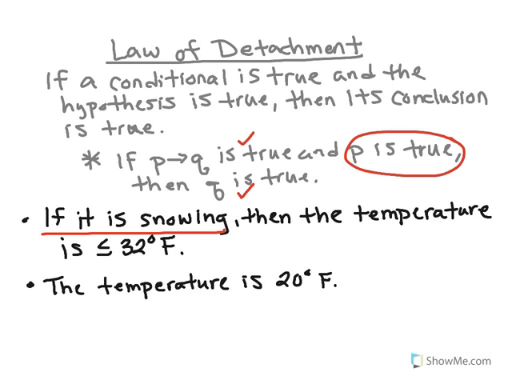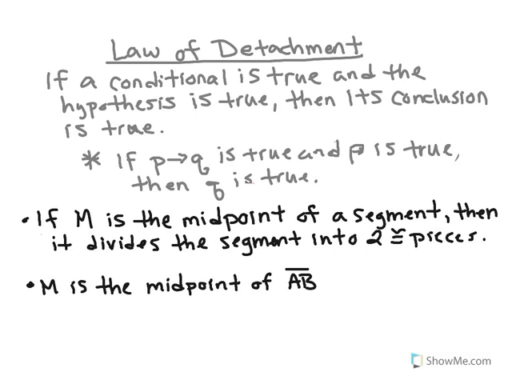Let's take a look at another example. All right, so here's our second example. If M is the midpoint of a segment, then it divides the segment into two congruent pieces. The statement after that I want to try to draw a conclusion from is that M is the midpoint of segment AB. First of all, let's determine what's true. My conditional statement is a true statement, so this part is good. Now, in the second statement, is P true? Do I have information that connects this bottom statement to the hypothesis?